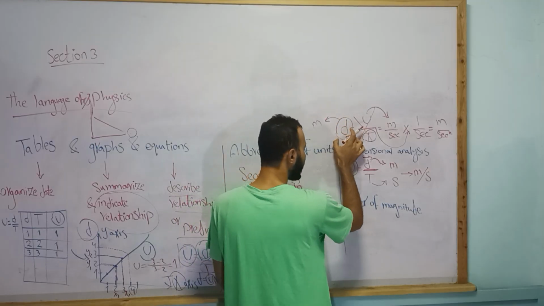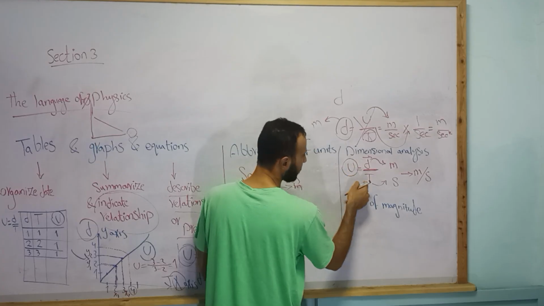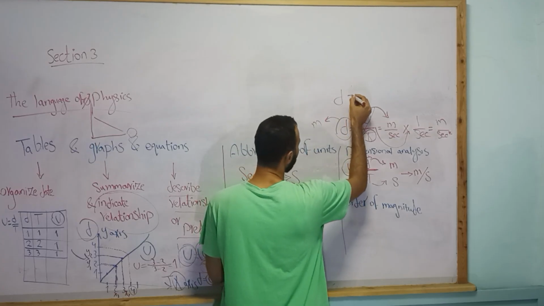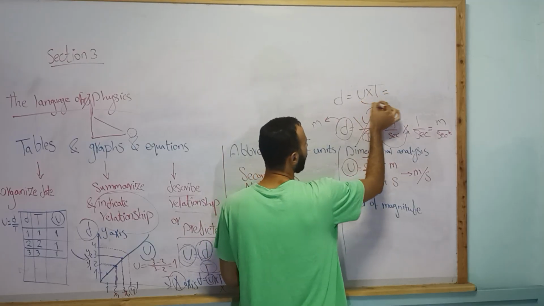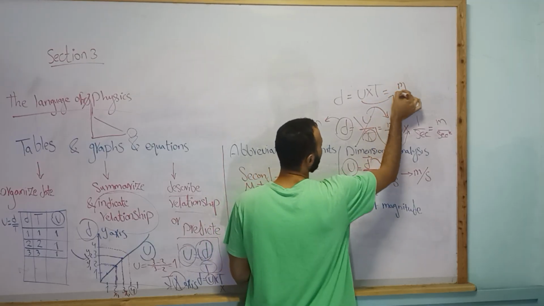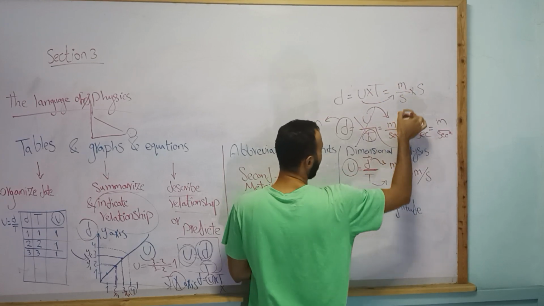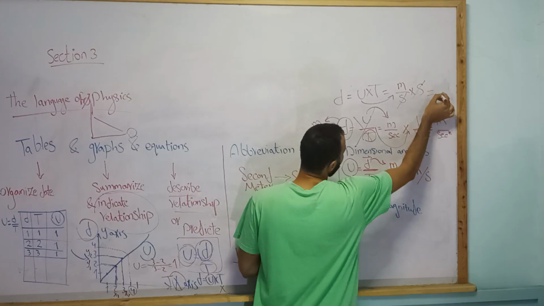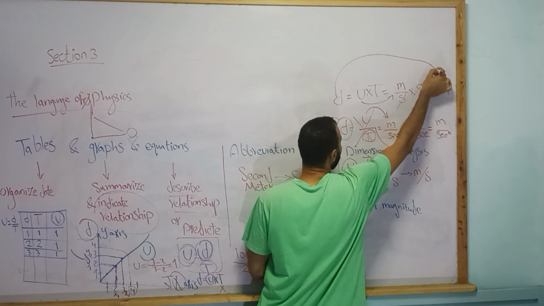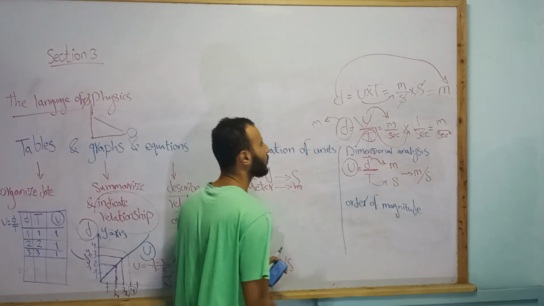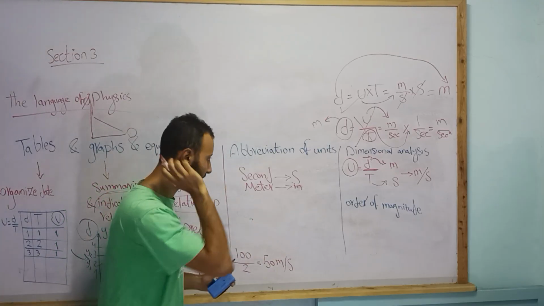So by dimensional analysis, you can know whether a rule is wrong or right. For example, for the right rule, d equals v times t. The measuring unit of velocity is meter per second, and the measuring unit of time is second. The second cancels the second, so the unit will be meter. And we know that the distance or displacement is measured in meters. So this rule is right. This is called dimensional analysis.